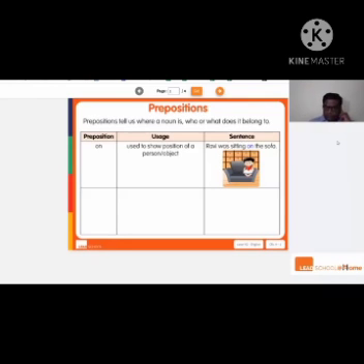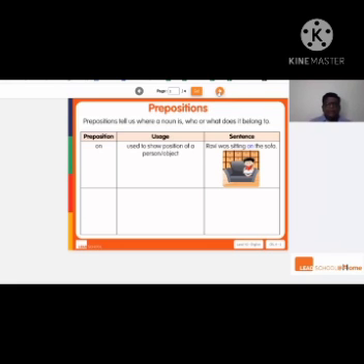Now there are different types of prepositions. Let us look into them one by one. The first preposition is on. On is used to show the position of a person or an object. That is when we use the word on. One example is: Ravi was sitting on the sofa. If you observe clearly, Ravi is sitting on the sofa, not inside the sofa. He is on the sofa.